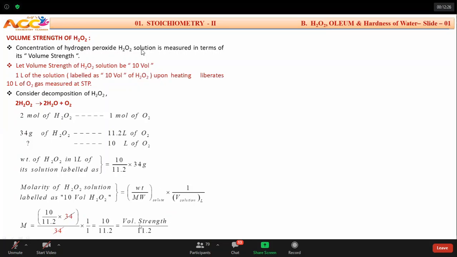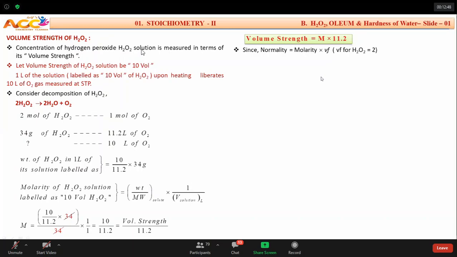Therefore, if you replace this by the word volume strength, then you can get a small short representation. What is that? Volume strength is equal to molarity into 11.2. Yes, sir, we got a relation between volume strength and molarity. Similarly, I can say normality is equal to molarity into valency factor.